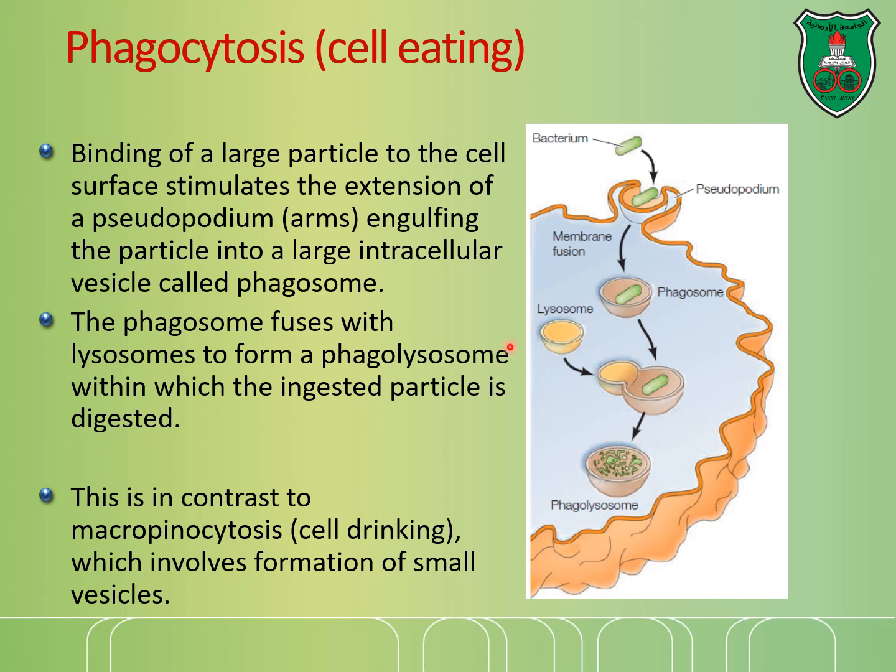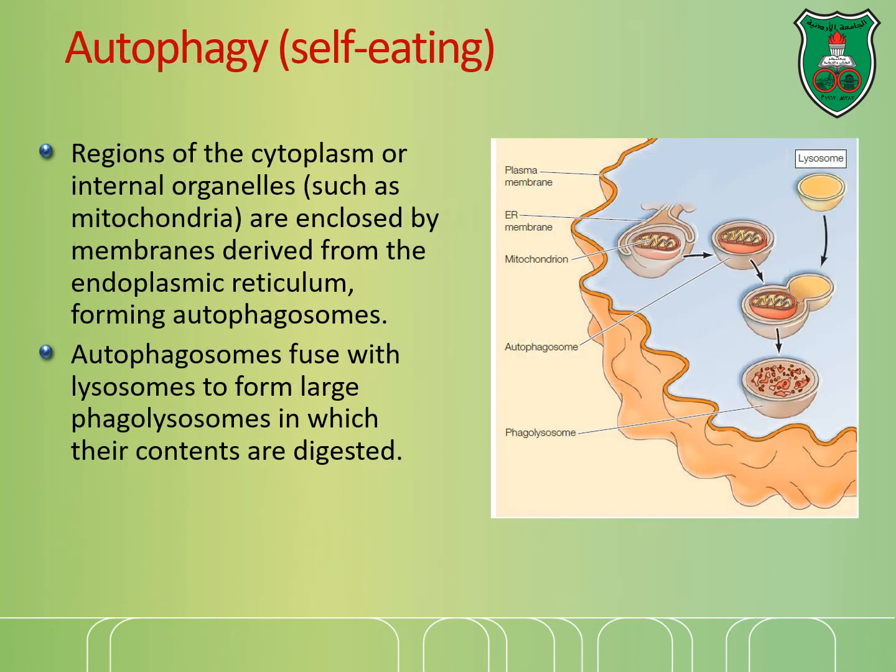Okay. In contrast to phagocytosis, you have another process known as pinocytosis or macropinocytosis, which means cell drinking. So the vesicles that are formed are really smaller vesicles in comparison to phagosomes.